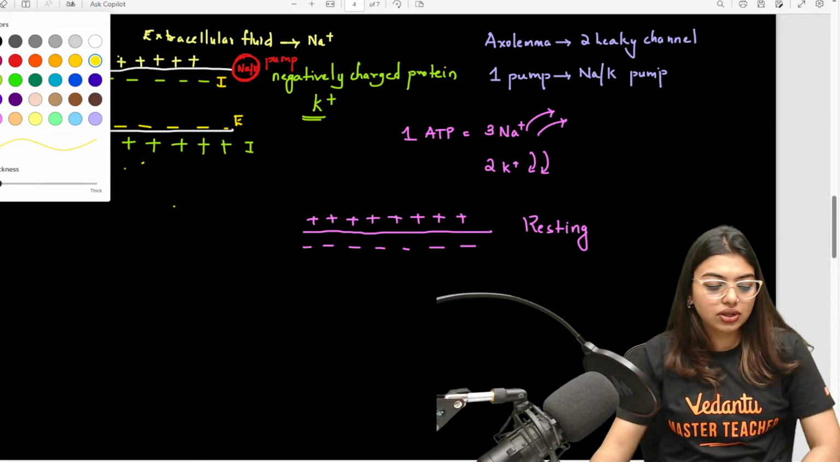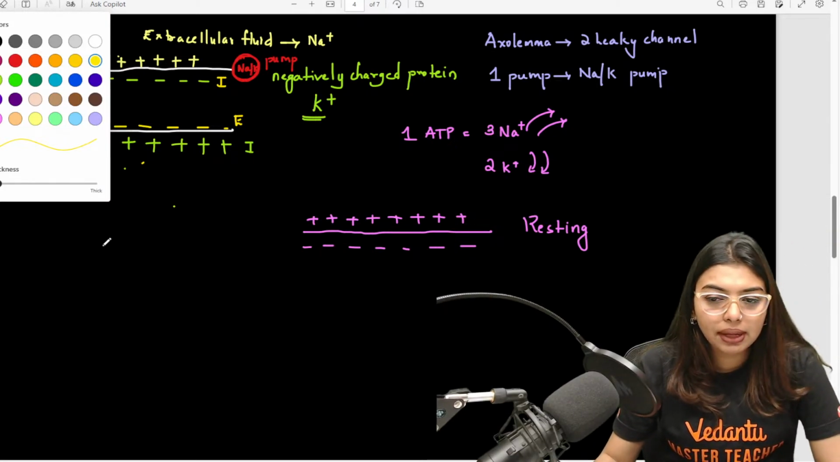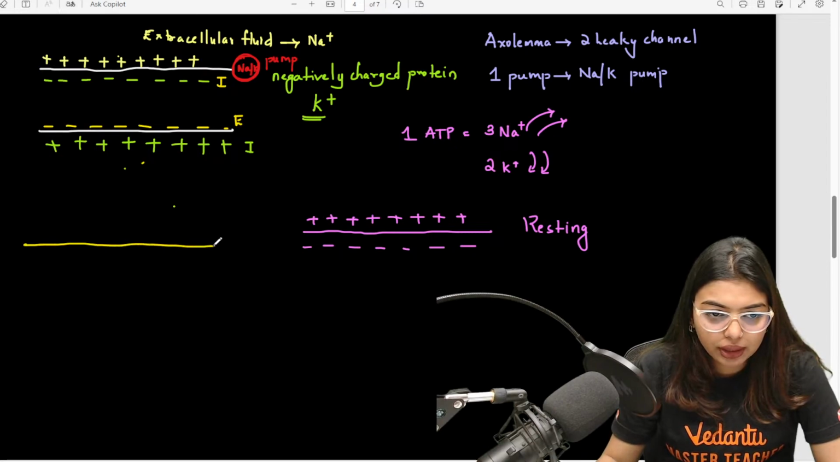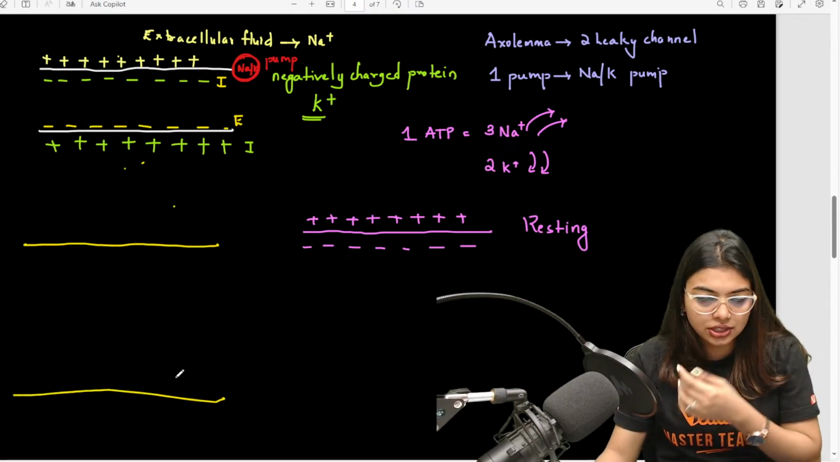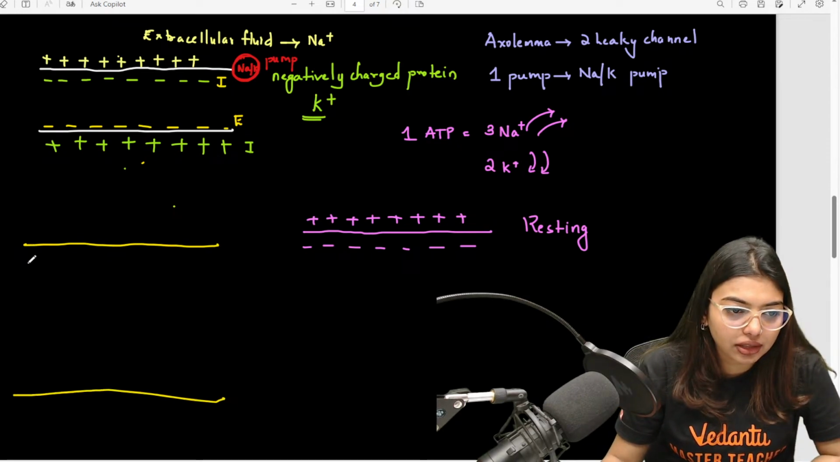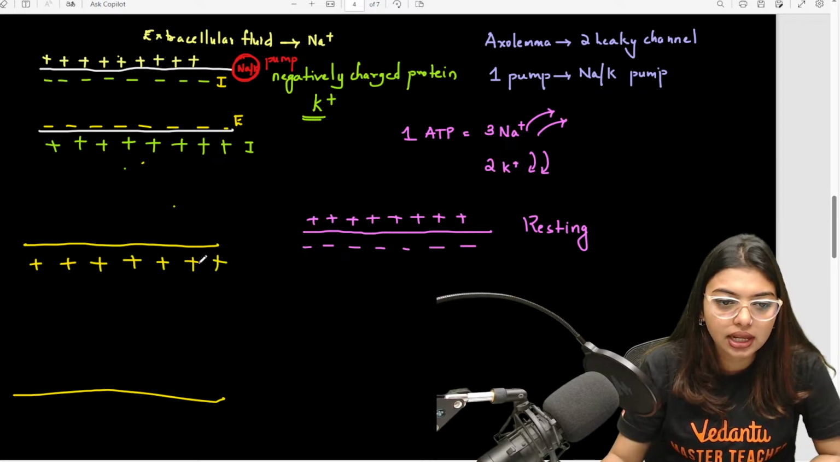Now students, look here. Imagine at the first situation, sodium starts coming in. Let's just draw like this. Sodium has started coming in. So plus sign, plus sign, plus sign, plus sign. That means from outside the sodium has started moving inside.